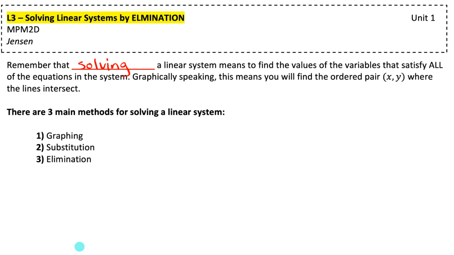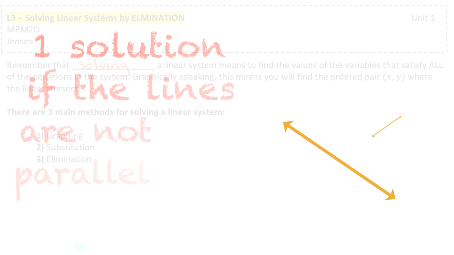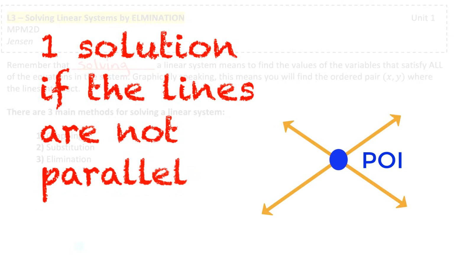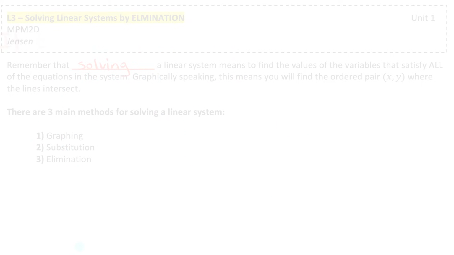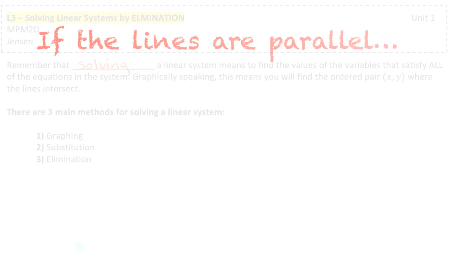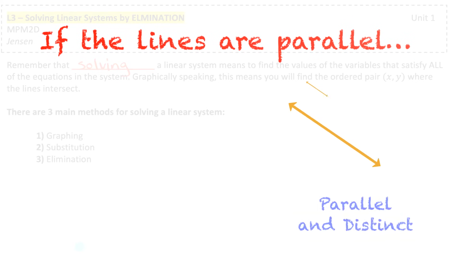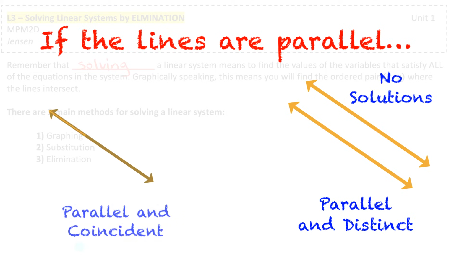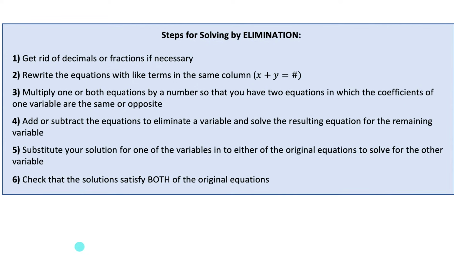Each of those 6 linear systems could have one of 3 possible scenarios happen when we try and solve the system. If the lines are not parallel, meaning they have different slopes, the lines will intersect at one point, meaning we will get one solution for x and y. If the lines are parallel, meaning they have the same slope, they're either going to be parallel and distinct, meaning they're going to have no solutions, or they'll be parallel and coincident, meaning that they have an infinite number of solutions. Here are all the steps for how you would solve a linear system using elimination. I'll reference those steps as we go through our examples.